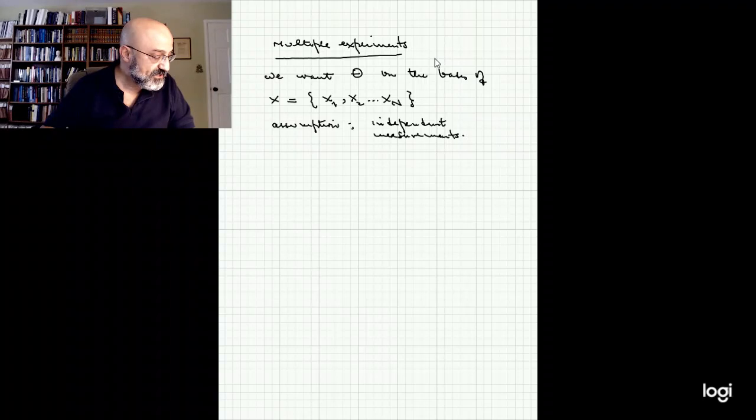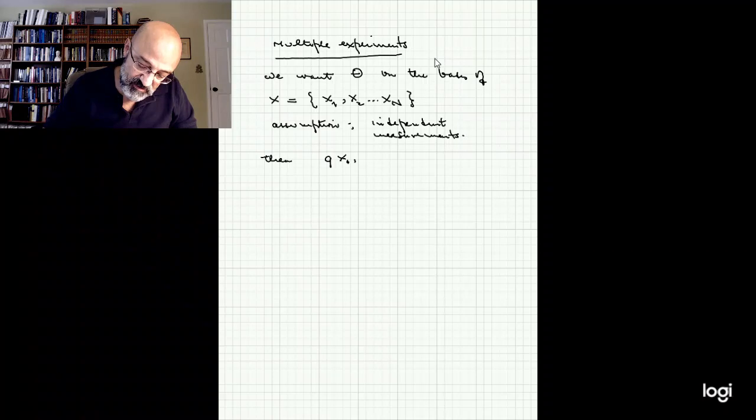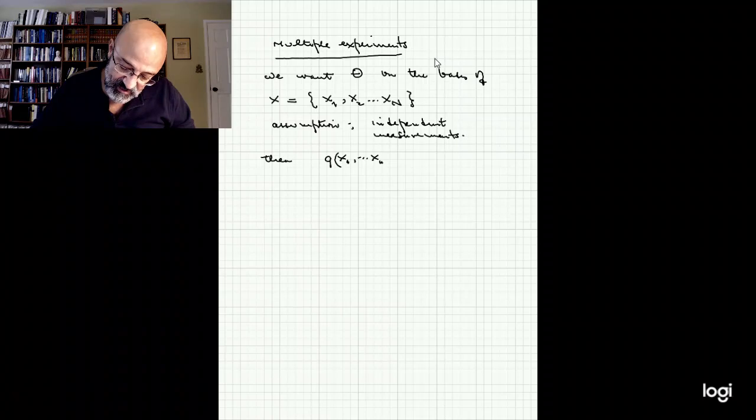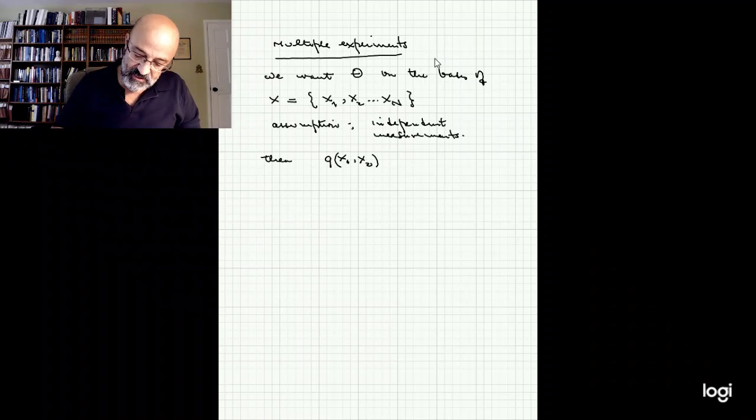Under that circumstance, the likelihood function, the probability of the experiments, let's do it for just two. Obviously, if there are more, it's easy to incorporate that information. The likelihood function for your experiments is going to be just a product. It's the likelihood function for the first, times the likelihood function for the second.